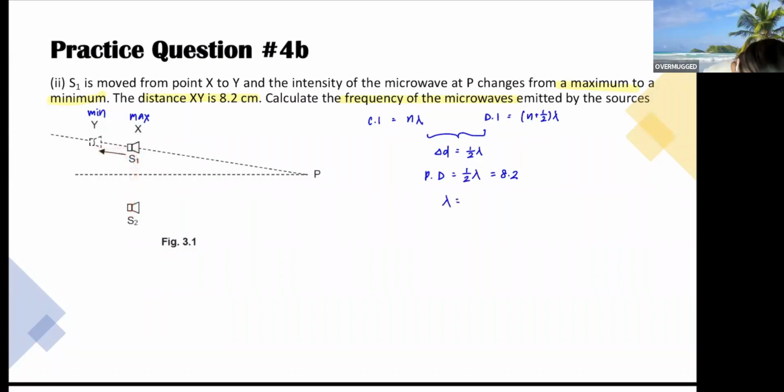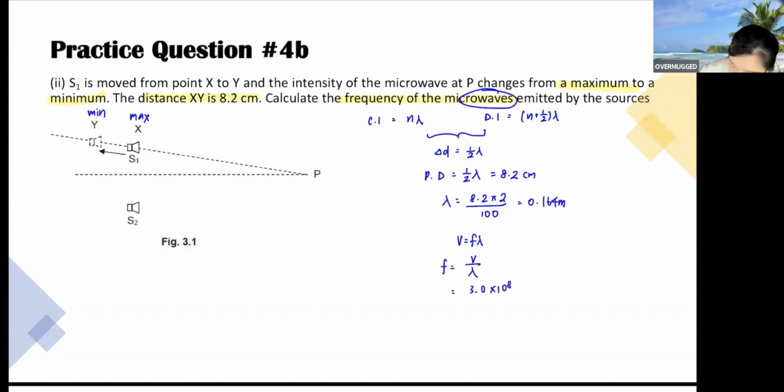So my wavelength here is equal to 8.2 times 2, but then change it into meters, so divide by 100, equals 0.164 meters. Then because they are waves, microwaves even, we know v equals f lambda, right? And in vacuum, they will travel at the speed of light. So frequency is v over lambda, which is 3.0 times 10 to the power 8 divided by the wavelength, 0.164, to give us 1.8 times 10 to the power 9 hertz.